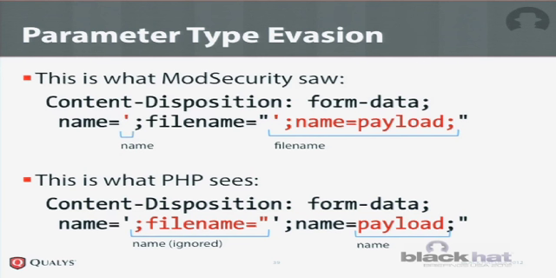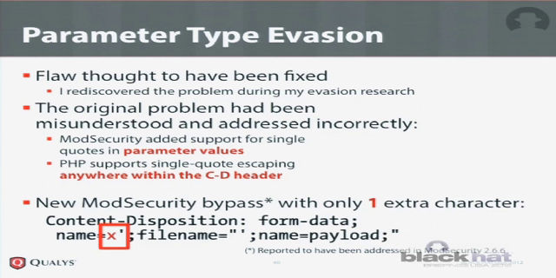If you look at it, in the first case you can see what ModSecurity sees, and ModSecurity will see one name parameter whose contents will be just a single quote, and then the file name parameter, which has some rubbish in the payload. And then PHP, because it uses single quotes for quoting, will see two name parameters. And because PHP always uses the last parameter that you supply on the content disposition line, it will use the second one, and PHP just treats this particular parameter as a parameter and not as a file, and then the evasion works.